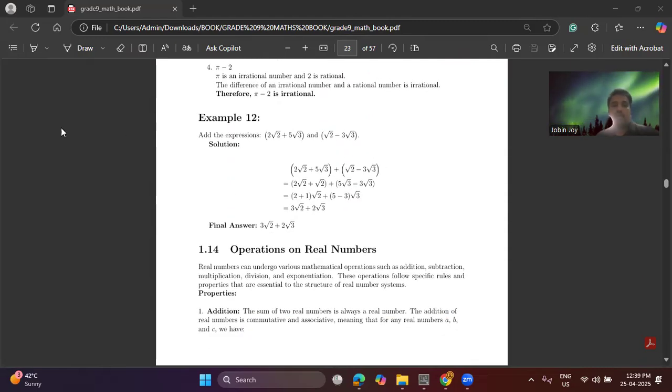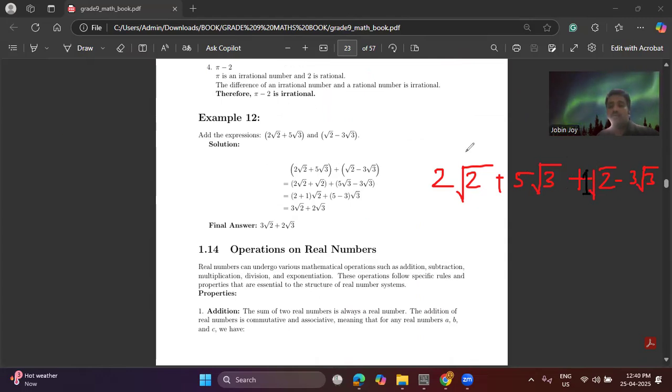Then next is addition of this expression: 2 root 2 plus 5 root 3. Addition means plus. Root 2 minus 3 root 3. Okay. So here you can see this is 2 root 2 and this is root 2, which means 1 root 2, right? So these two terms are like terms. You can add directly, 2 plus 1, 3. That means 3 root 2.